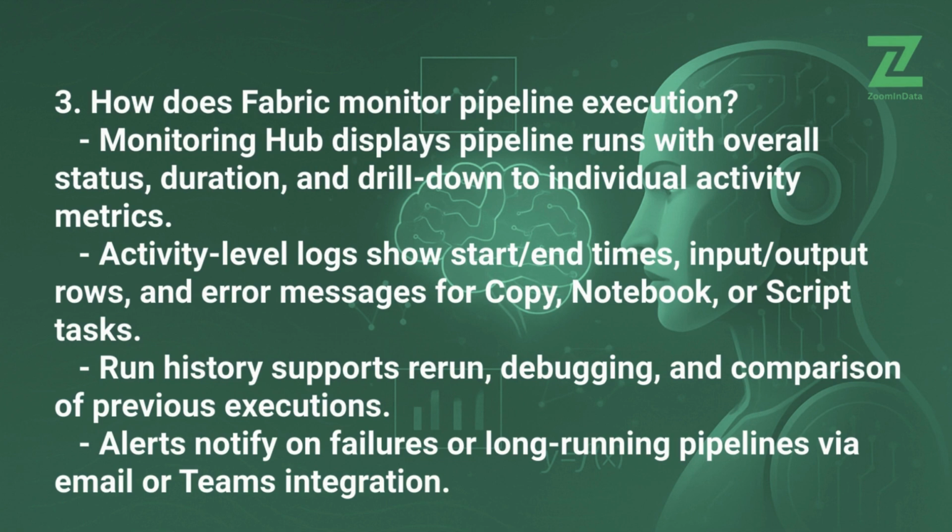3. How does Fabric monitor pipeline execution? Monitoring Hub displays pipeline runs with overall status, duration, and drill down to individual activity metrics. Activity-level logs show start, end times, input, output rows, and error messages for copy, notebook, or script tasks.